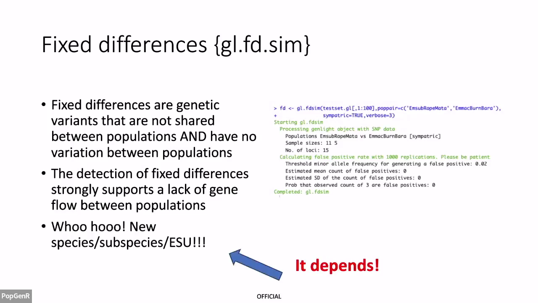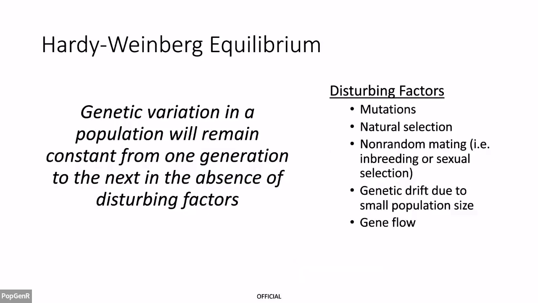And often I read papers and I say, oh, it's a new subspecies ESU, we should manage it independently, and the answer is maybe. We have to go back again to our first year genetics. Hardy-Weinberg equilibrium. Genetic variation in a population will remain constant from one generation to the next in the absence of disturbing factors, okay? So we expect all of these things, gene flow, to occur unless there's mutations, natural selection, non-random mating, genetic drift due to population size or gene flow from other areas, from other populations.